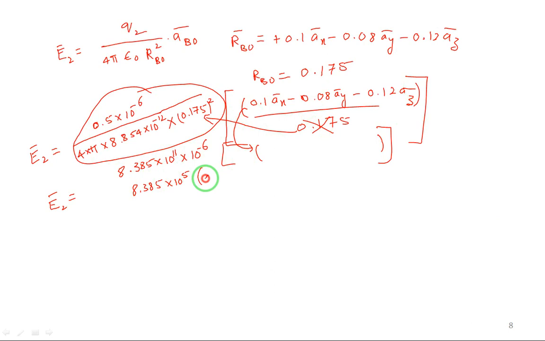So this thing is 0.1 AX minus 0.08 AY minus 0.12 AZ. Just I'll multiply and I will write final E2 vector, what I am getting. Then I have to add E1 and E2, so that I will get the total electric field at the origin. So let me multiply 8.385, 10 power 5 will take care later, into 0.1 first.